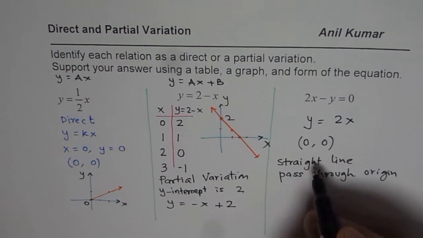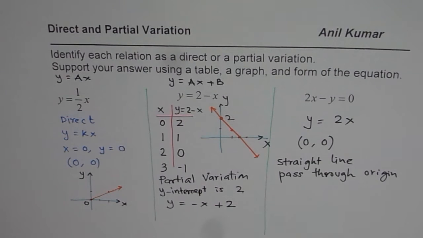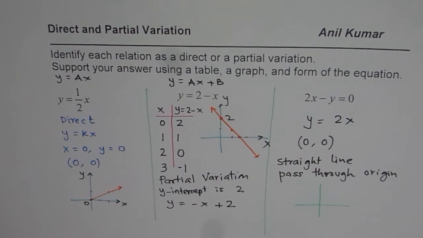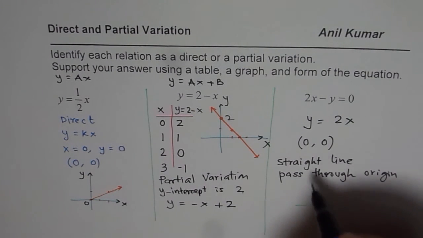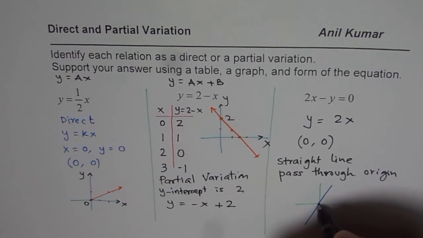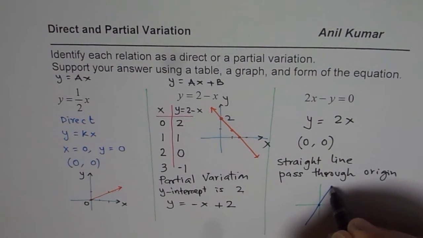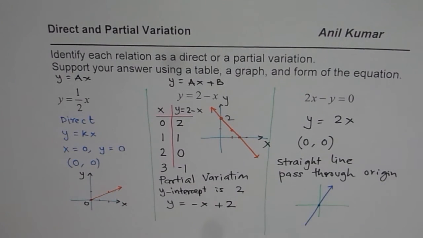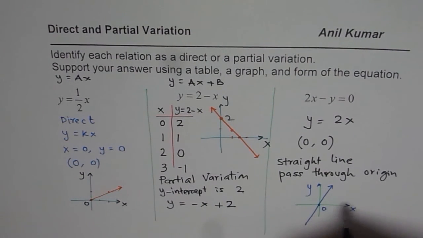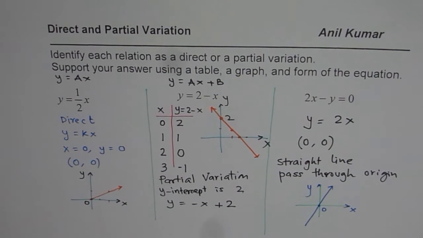So that's another reason. You could always sketch the line and then check for yourself. We have y equals 2 times x. That means at 0 it is 0, then there will be a steep line like this going through the origin. Since it passes through the origin, it represents direct variation. So that is how you could justify that this is direct variation.